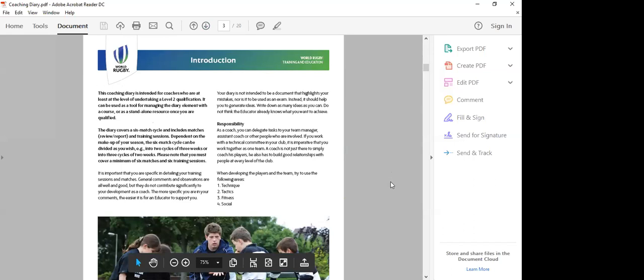Okay, guys. Now on this page, there are actually three things that I want to bring out very clearly. If you look at the second paragraph, the last sentence there states that please note that you must cover a minimum of 6 matches and a minimum of 6 training sessions. Now, your matches can be twice a week. I think that is possible. Having matches thrice a week could be a bit too much, but I believe that is also possible.